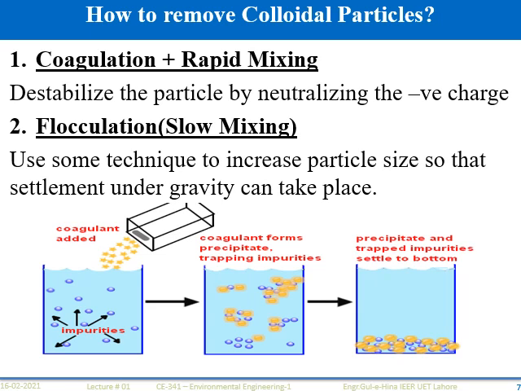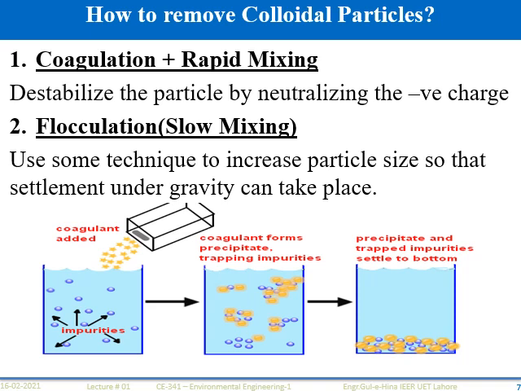The second one is the flocculation, in which we have slow mixing. Flocculation is the process in which the smaller particles combine together to form big size particles, which is known as a flock. ठीक है, so that is why that process is known as a flocculation process, in which the small particles collide with each other and attach with each other and form bigger size particles, which is known as flock. So we use some techniques to increase the particle size so the settlement under gravity can take place.